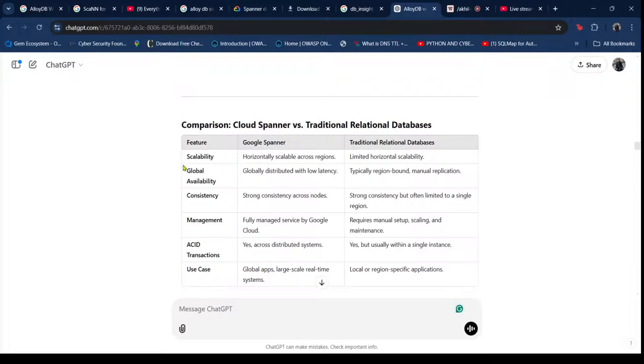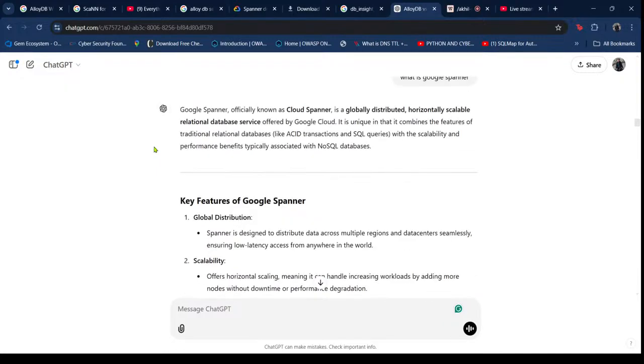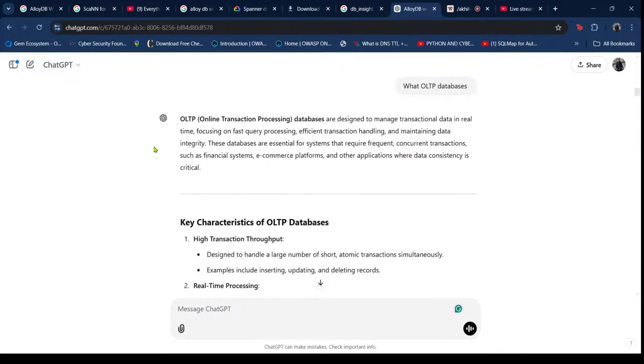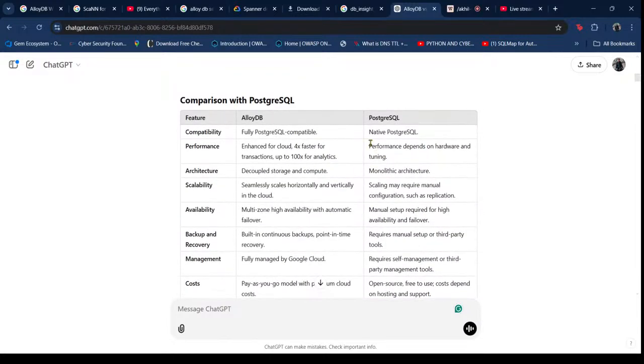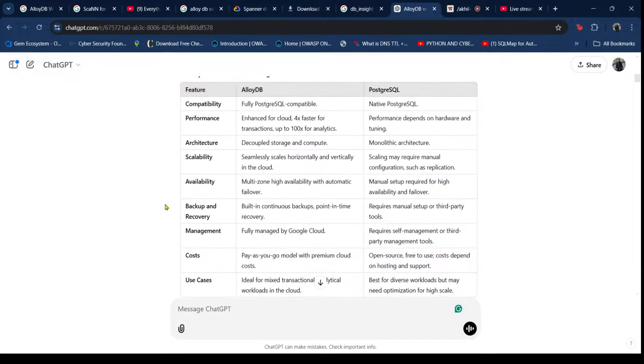So this is the ChatGPT result: AlloyDB versus PostgreSQL table. These are the major differences based on the features of AlloyDB and PostgreSQL. Majorly, there is a difference between performance, architecture and scalability. Since PostgreSQL is open source, you can run it on your system or any cloud machine. Its scalability depends on the manual configuration of the user.